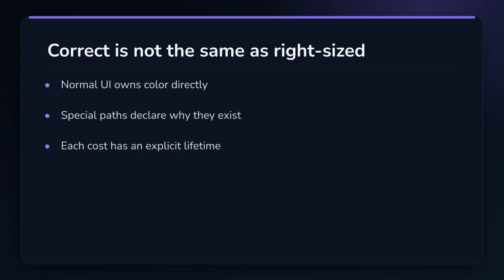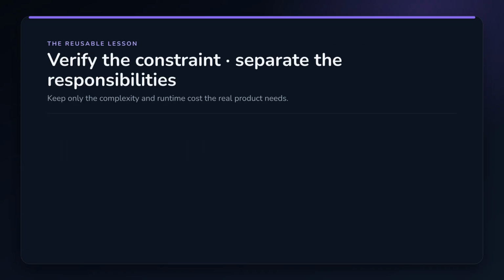The reusable lesson is not, switch every Unity project to Gamma, and it is not, custom rendering is bad. Before defending a complicated solution, name the constraint that makes it necessary and test that constraint against the real product. Then give each remaining requirement its own owner and lifetime. A working solution can still be the wrong-sized solution. The best thing the calibration gave us was trustworthy pixels. Once we had those, we could simplify everything around them.